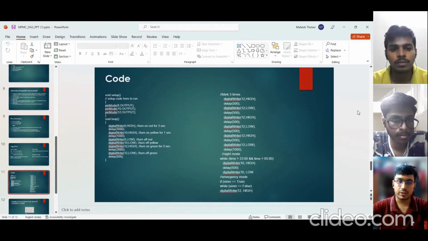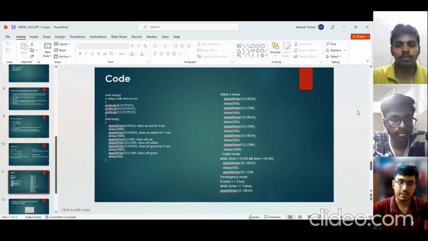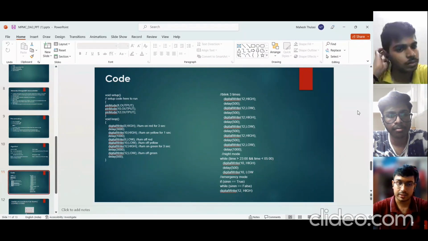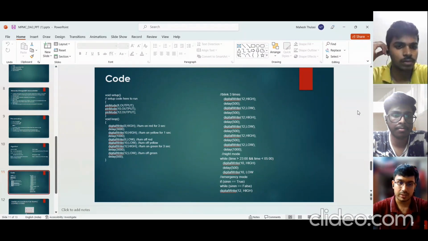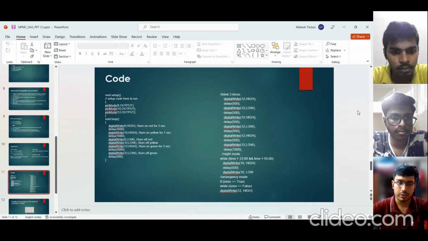Yeah, here is the code if you can see. Basically, we did it on the Arduino IDE, where we created a function called setup in which pin 8 is the red one, pin 10 is the yellow one, and pin mode 12 is the green one, where the function has been created so that the lights will be outputs.